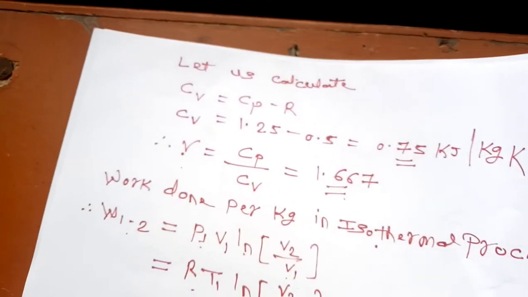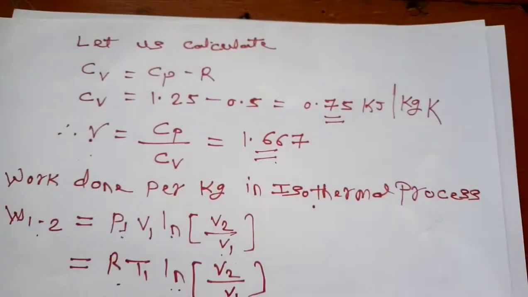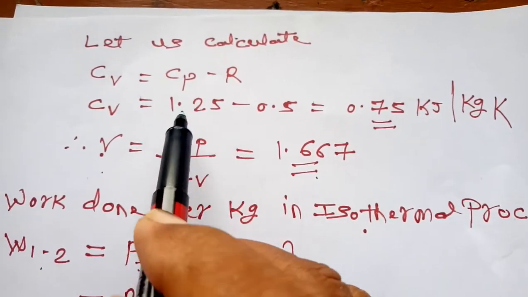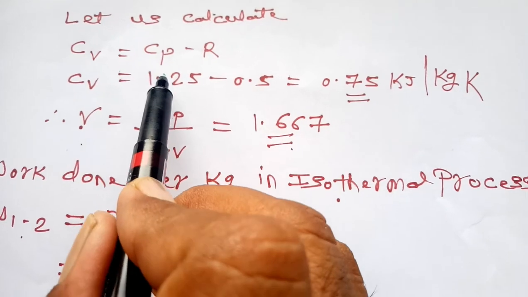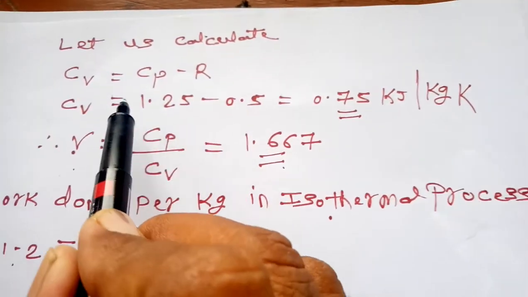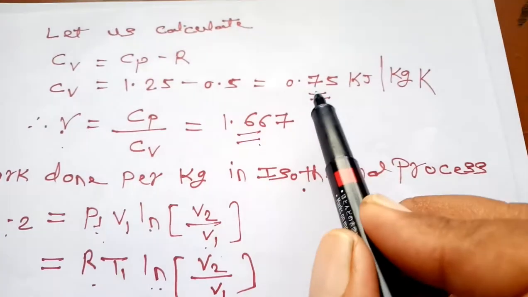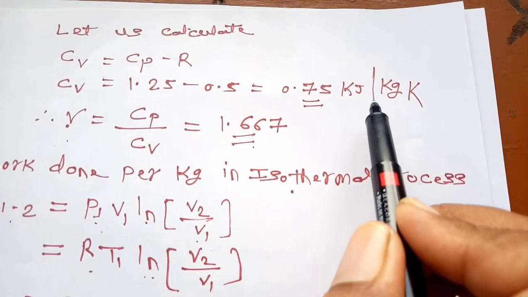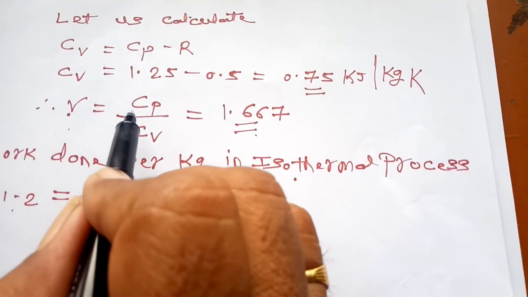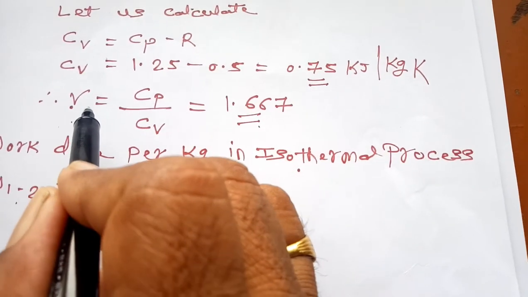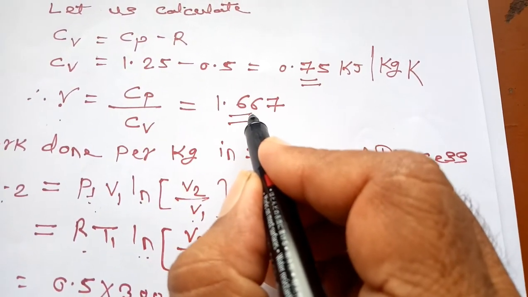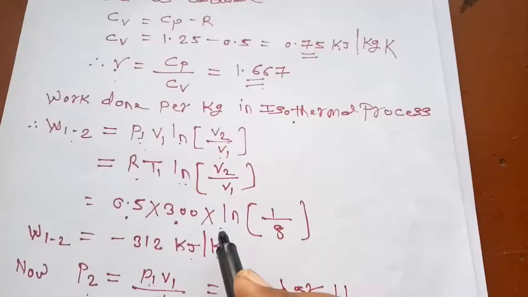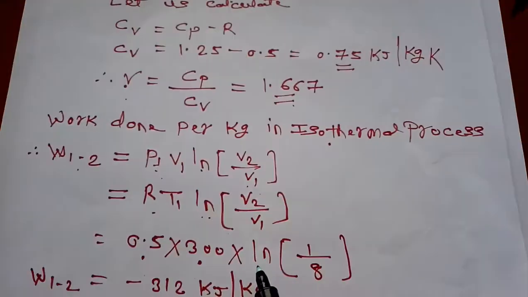First let us calculate Cv value, that is specific heat at constant volume. Cv is equal to Cp minus R. So Cp is known to us, R is also known to us. So calculate Cv, that is 0.75 kilojoule per kg Kelvin. Gamma, it is the ratio of Cp by Cv, adiabatic index, that comes 1.667. So we have to find out the work done during each process.